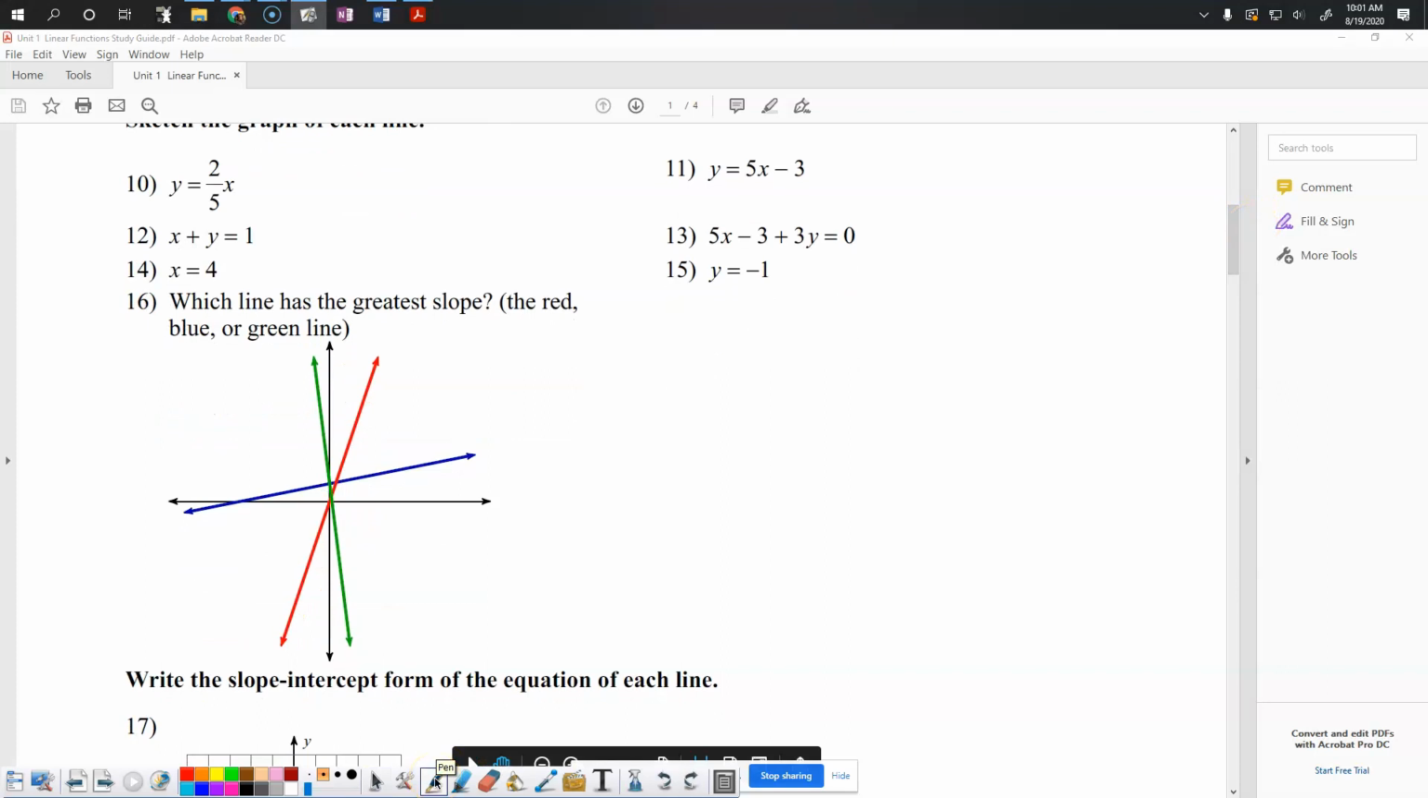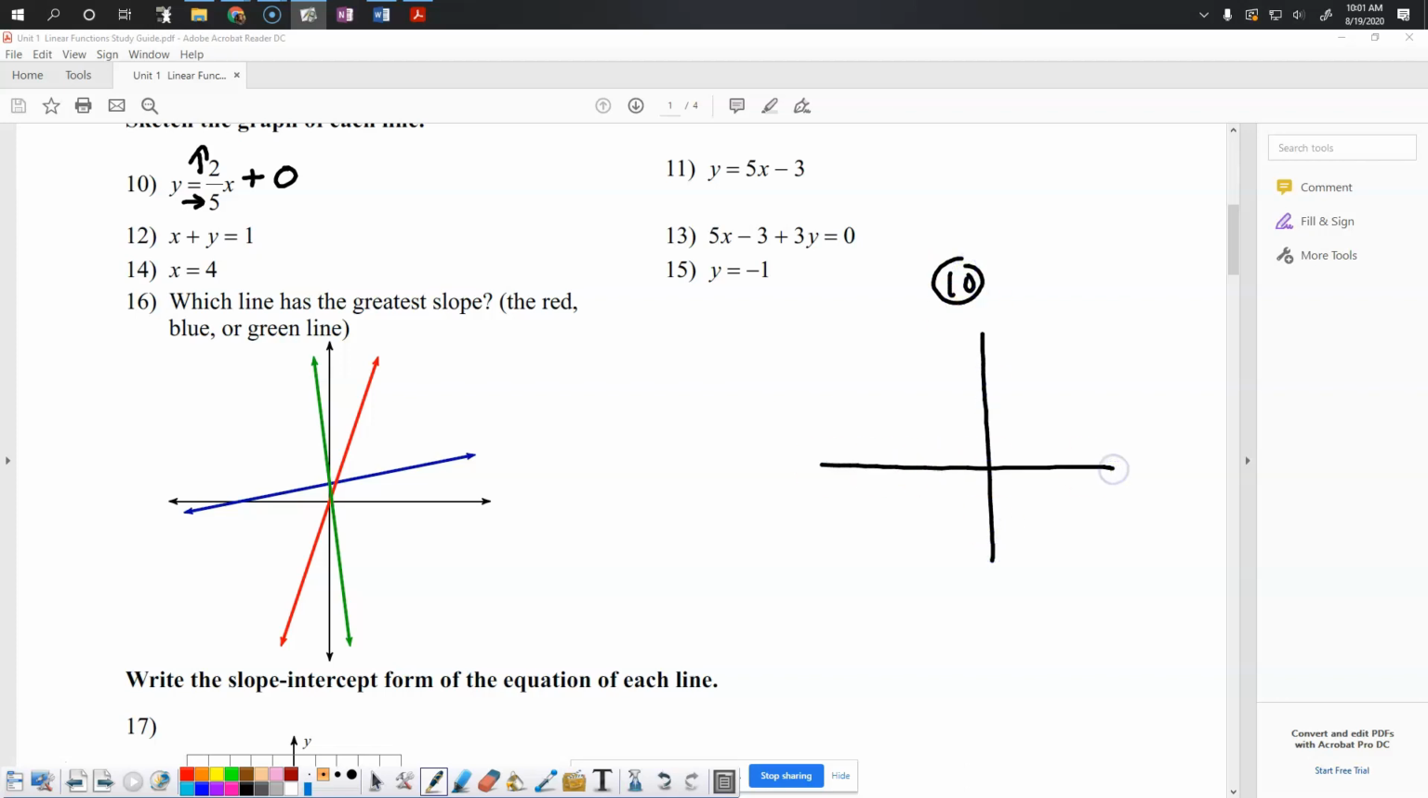Okay, when you're sketching graphs, you need 3 numbers. You need a rise, you need a run, and you need a y-intercept. In this case, there isn't one, so it would be a 0. So for number 10, my y-intercept is 0, so I would start at 0 on the y-axis, and my slope is 2/5, so I would go up 2 and over 5 from my y-intercept. So rise 2, run 5.